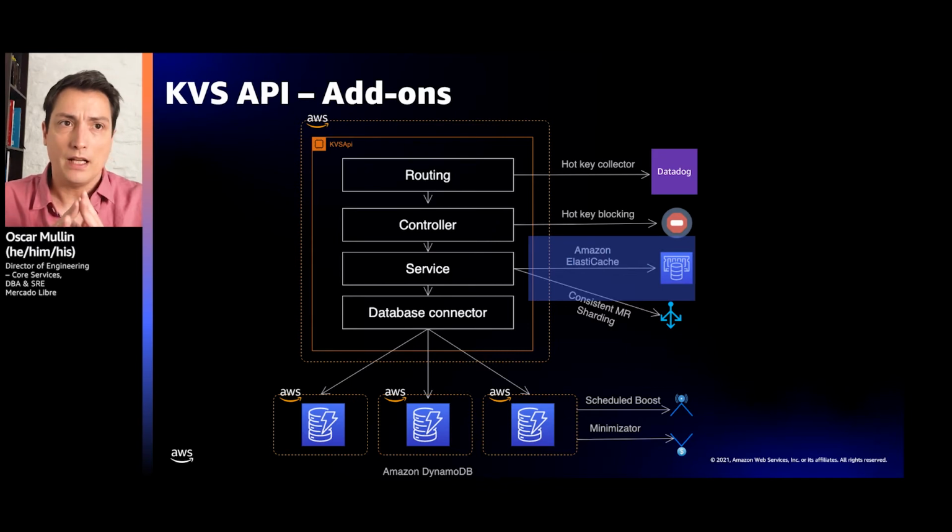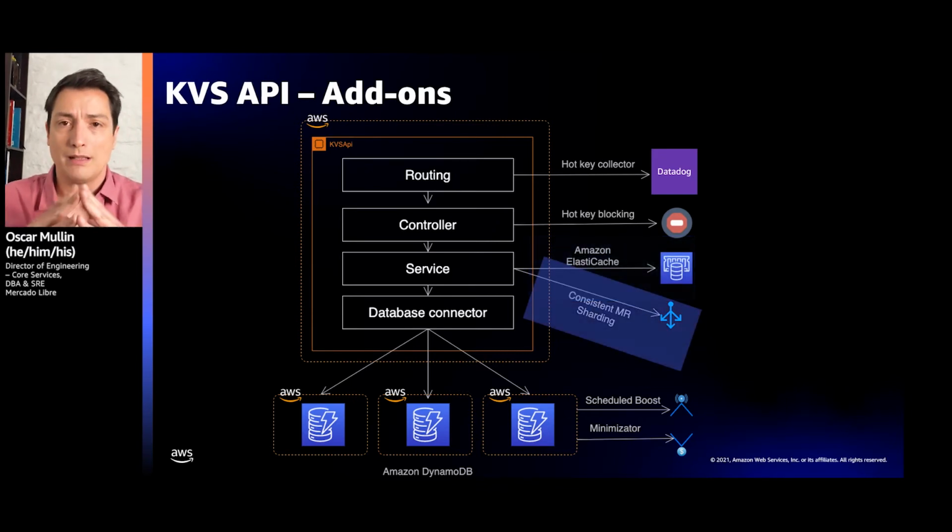And finally, at the service layer, we also have the consistent multi-region sharding that basically allows us to segment in a consistent way our traffic into different regions when we use DynamoDB global tables.